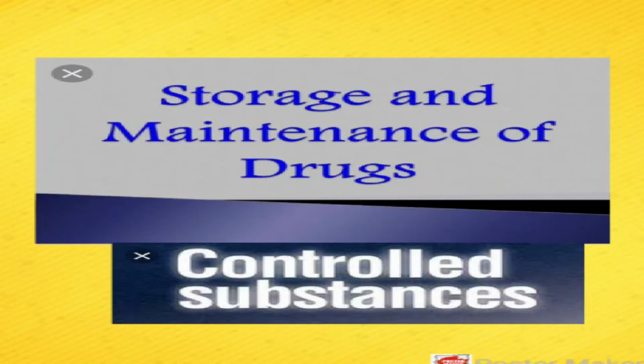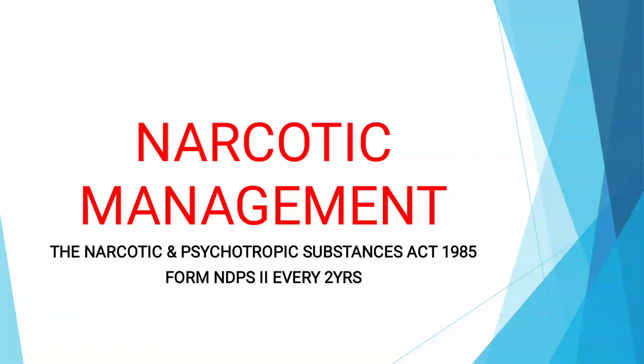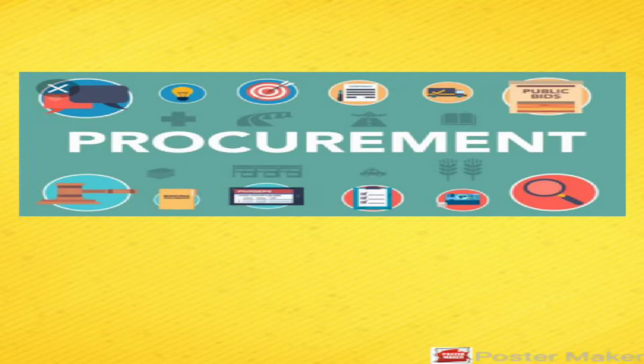The most critical subject is storage and maintenance of controlled substances, which is also called the Narcotic and Psychotropic Substances Act, 1985. Form NDPS 2. We update the license every 2 years. So how do we procure narcotic and psychotropic substances in the hospital pharmacy? Let's discuss the process of procurement.